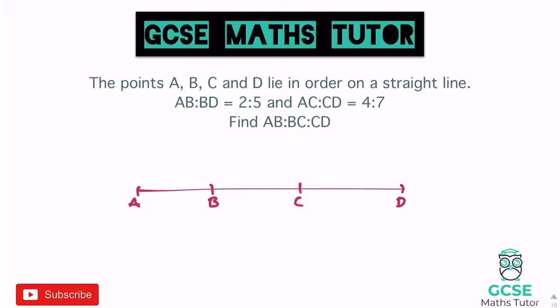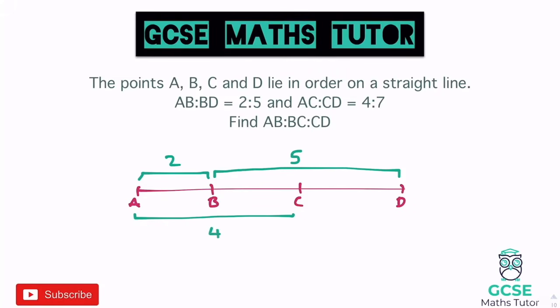Now it says the ratio A to B, B to D is 2 to 5. So that's this bit here, and I'm going to do this in a different colour. We've got A to B there, and that's 2, and then B to D to the end 5. Then we've got the other ratio that's given to us. We've got A to C, which is 4, and we've got C to D, which is 7.